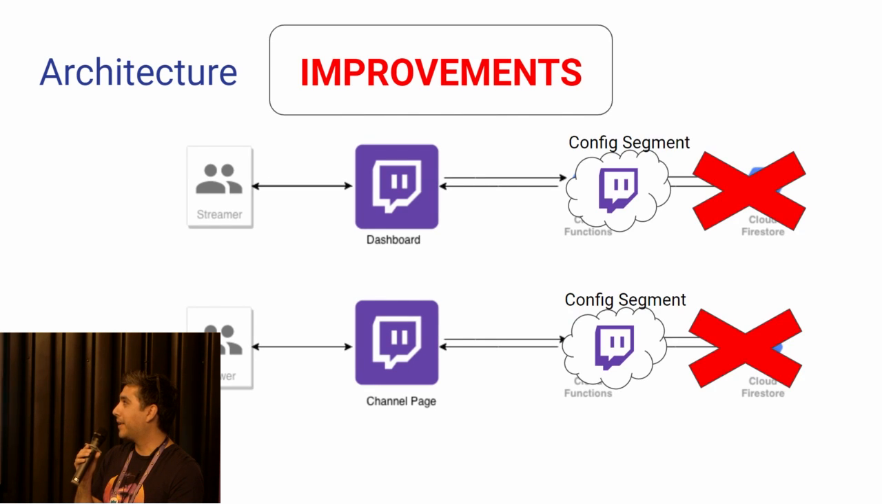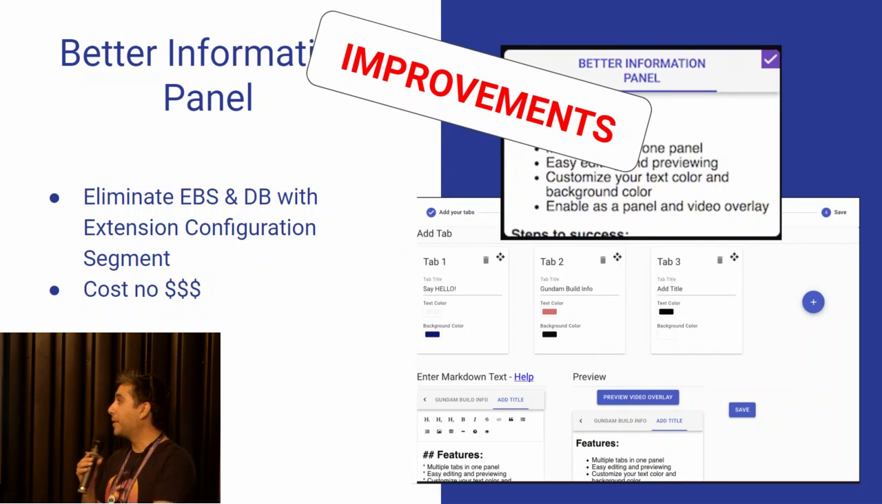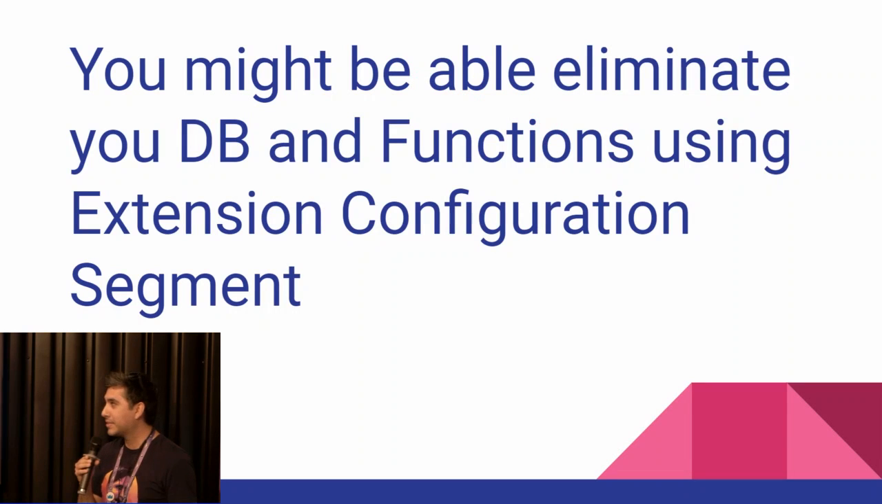The improvement we can make on that is, boom, we can completely eliminate the need for APIs or the Firestore, because when they're setting things up, we can directly store that information into the segment. So the benefit is that we completely eliminated the need for a backend. We completely eliminated the need for a database. And actually, this extension ends up costing me no money because we're not doing any authenticated requests to third-party APIs. We're just storing data into a store that Twitch is providing us.